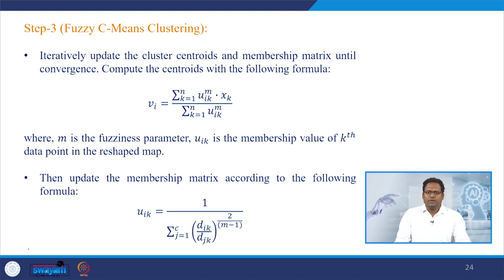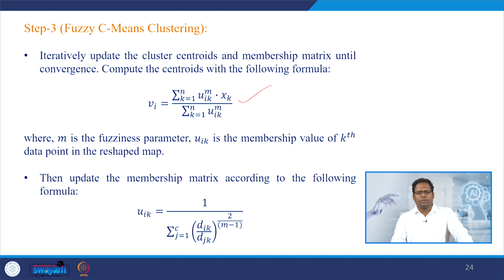So, compute the centroids with the expression given by Vi equal to summation k equal to 1 to n uik^m into xk upon summation k equal to 1 to n uik^m, where m is the fuzziness parameter and uik is the membership value of kth data point in the reshaped map, which is a one dimensional array of dimension alpha beta into 1.